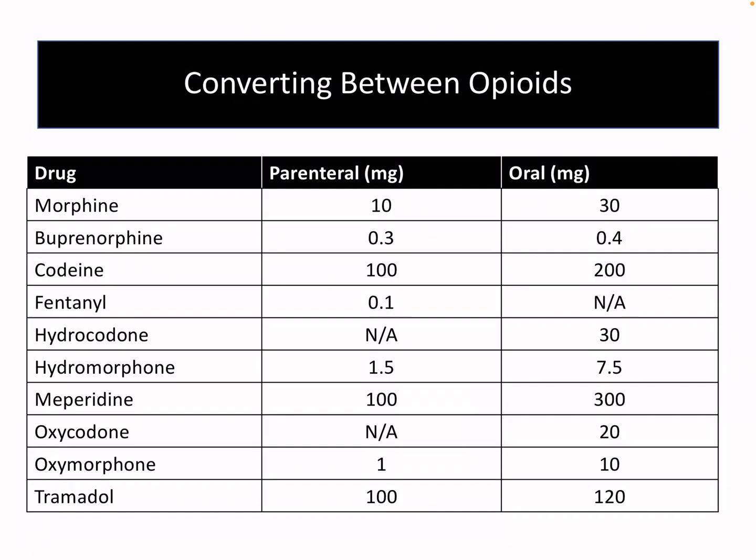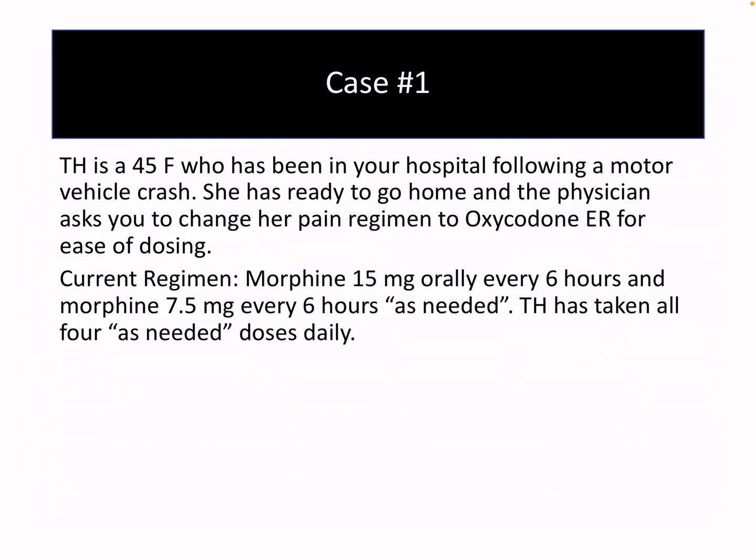This is the chart that you'll use to try to convert between opioids. You'll see that there's your opioid here, the dosing for parenteral or IV therapy, and dosing for oral therapy. We'll use these, and I'll show you how we're going to use it here in just a moment. So I think the best way to do these is to learn by doing cases. So let's do this case really quick.